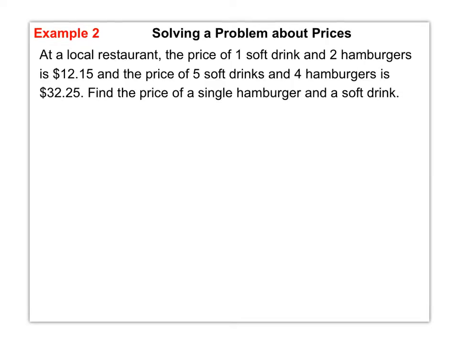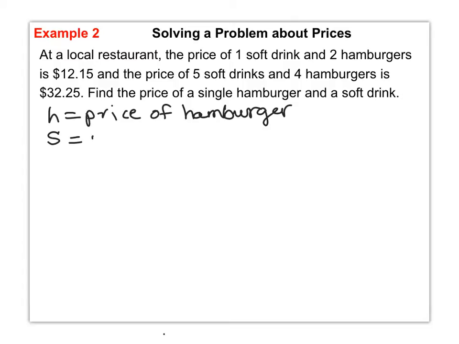To begin, we have unknown quantities in terms of the price of a hamburger. We're going to let H represent the price of a hamburger, and we will let S represent the price of a soft drink. Now you can use any variables. You can use X and Y as long as you clearly define your variables.